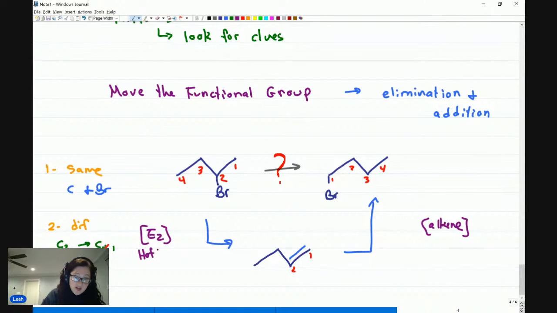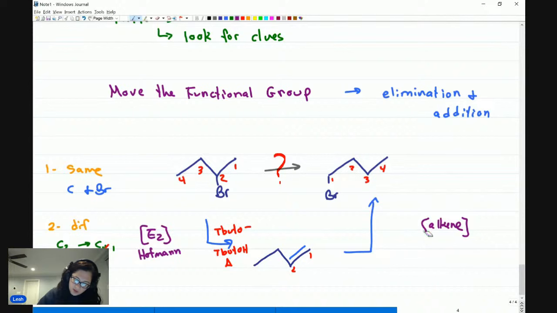So this is the exception to Zaitsev's rule, where I want to make sure I use a big bulky base like tert butoxide in its conjugate acid tert butanol. I want to add some heat. That will give me the less substituted, less busy pi bond forming. And then I want to do an anti-Markovnikov halogenation reaction, which means I have to go with a radical route.